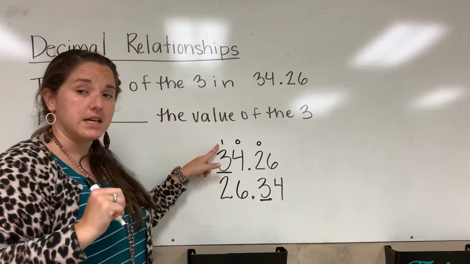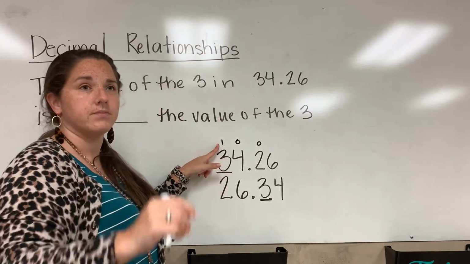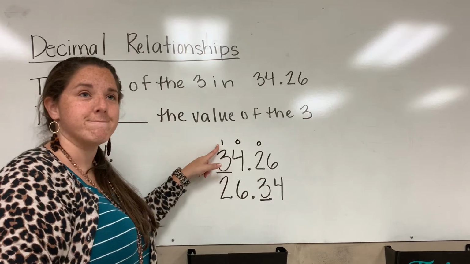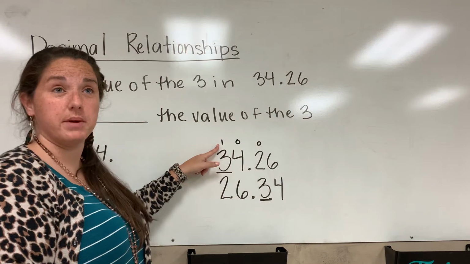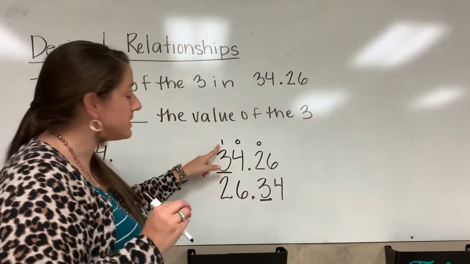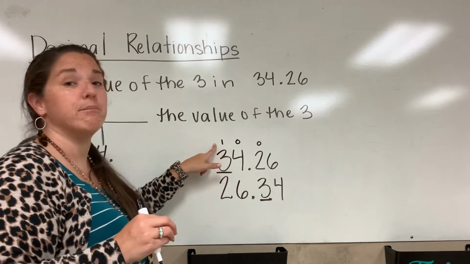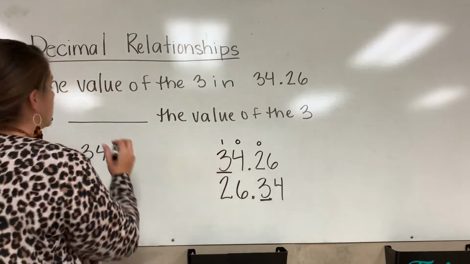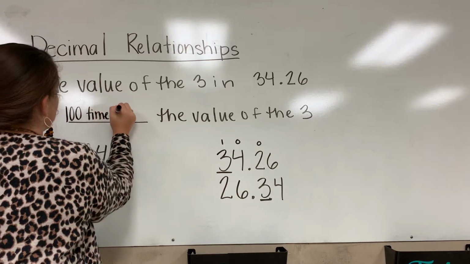If the number is readable, reading left to right, okay, I will try to remember not to film during those times. If it is readable, then I know that I am multiplying. Okay, so that is actually 100 times greater.